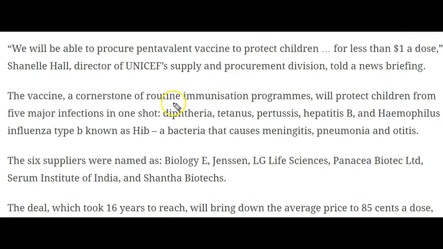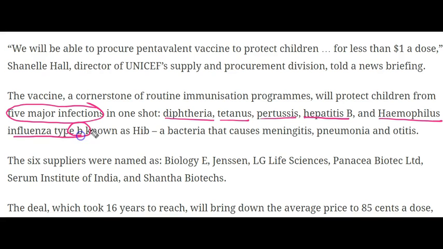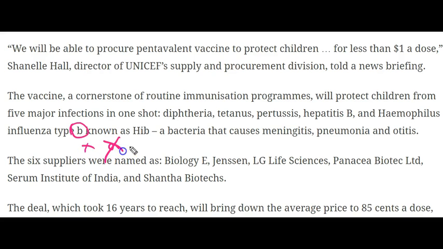Pentavalent vaccine is a part of the routine immunization program. Pentavalent vaccine protects children from 5 major infections. The 5 major infections are diphtheria, pertussis, tetanus, hepatitis B and Haemophilus influenzae type B. So remember, Haemophilus influenzae type B and not type A.